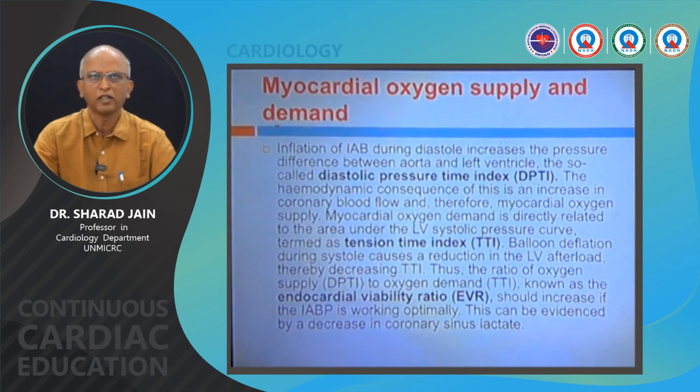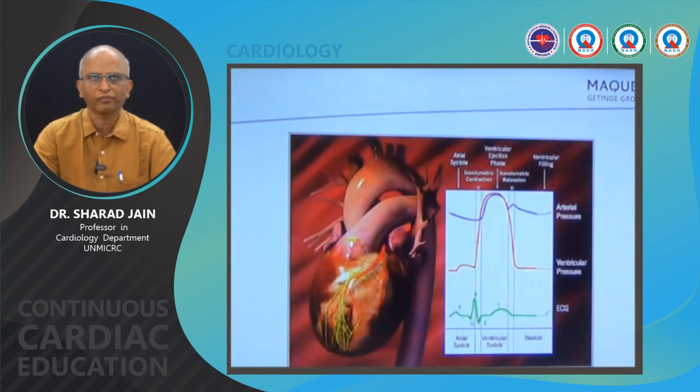Myocardial oxygen demand is directly related to the area under the LV systolic pressure curve, the term tension time index. Balloon deflation during systole causes a reduction in the LV afterload, thereby decreasing the tension time index. Thus, the ratio of oxygen supply, the diastolic pressure time index, to oxygen demand, the tension time index, known as the endocardial viability ratio, should increase if the IABP is working optimally. This can be evidenced by a decrease in the coronary sinus lactate level.